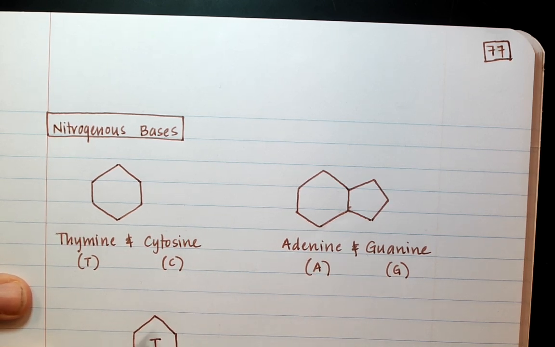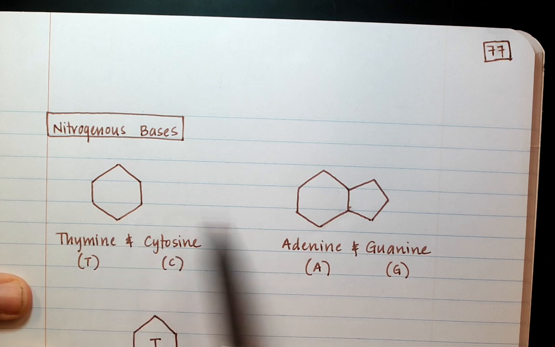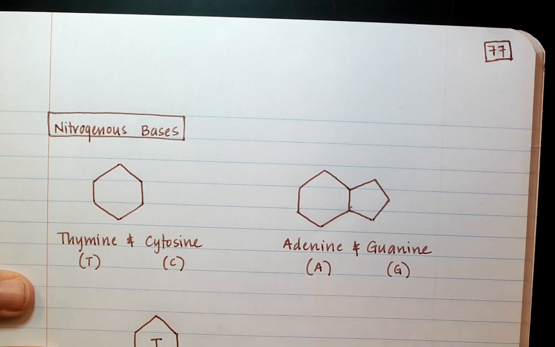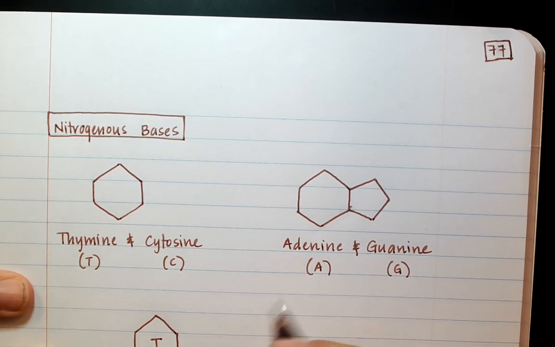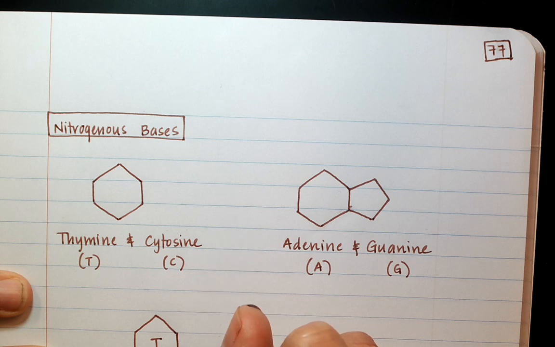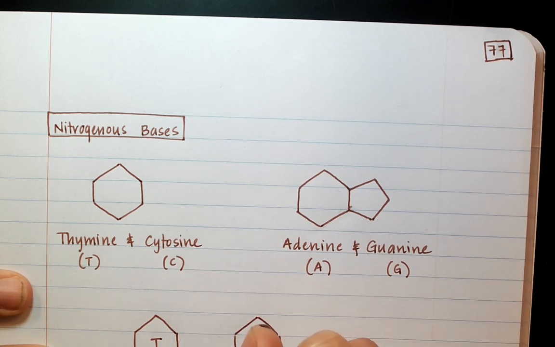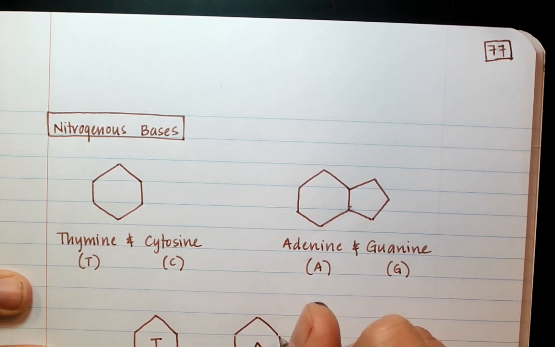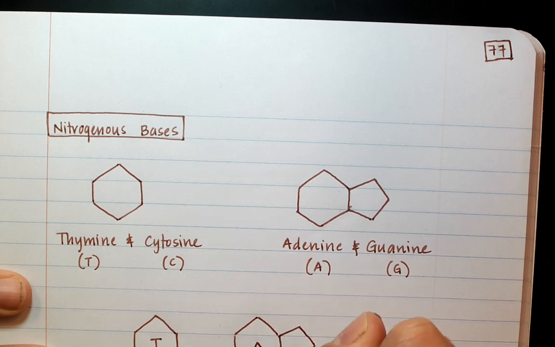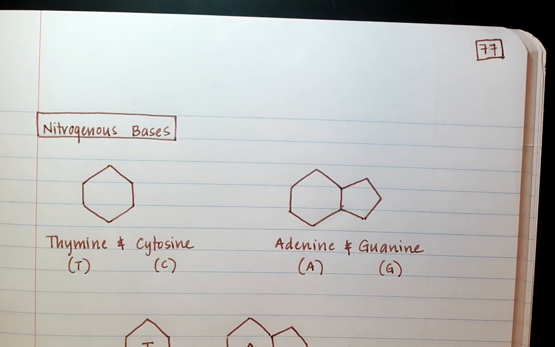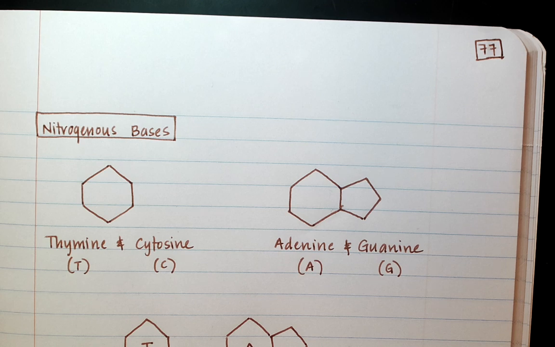Now T is a small one. It's always going to fit with a big one. And the big one that it always is going to fit with is adenine. So I'm going to draw my adenine over here. So I'm going to start with this six-sided, and then I'm going to add my five-sided ring.